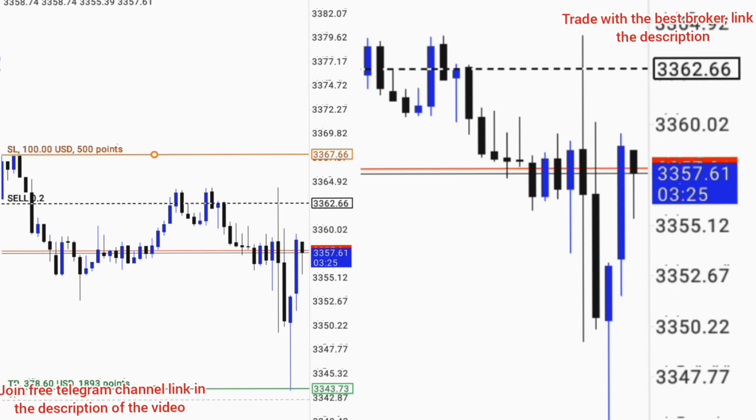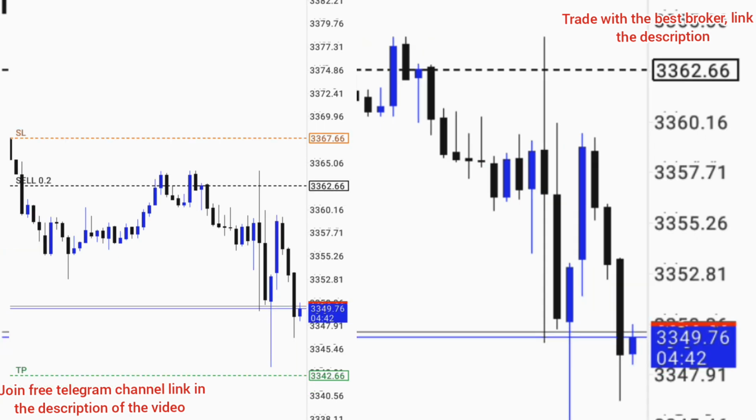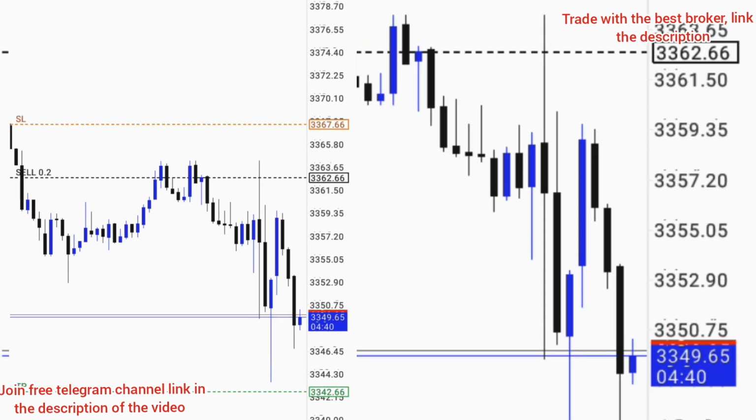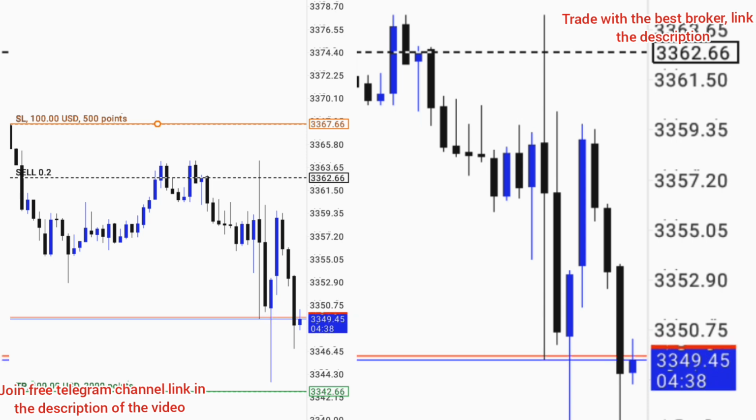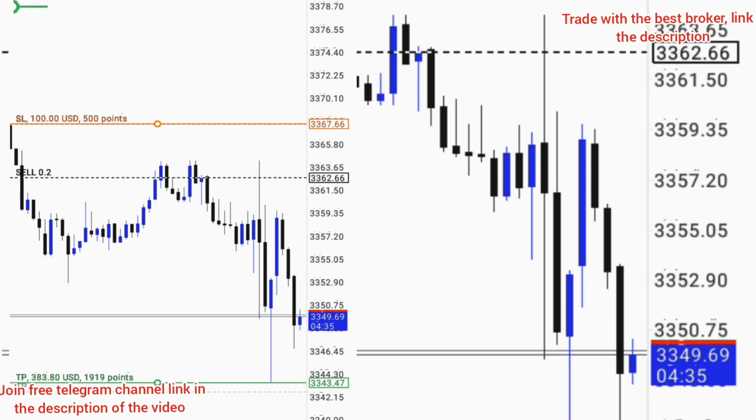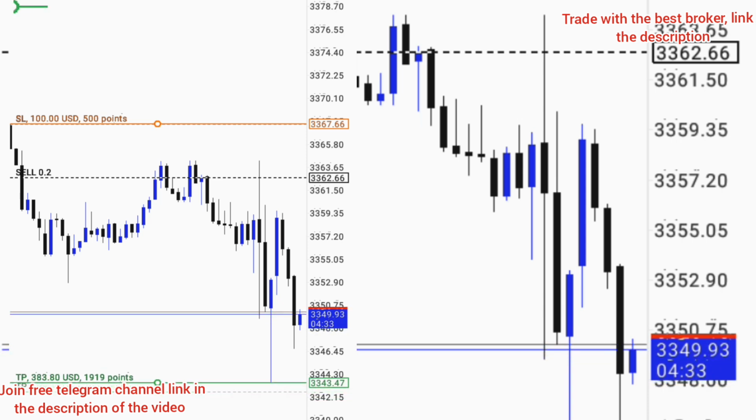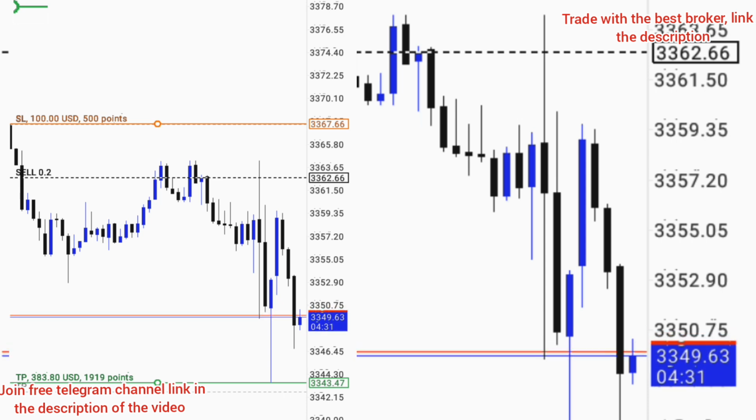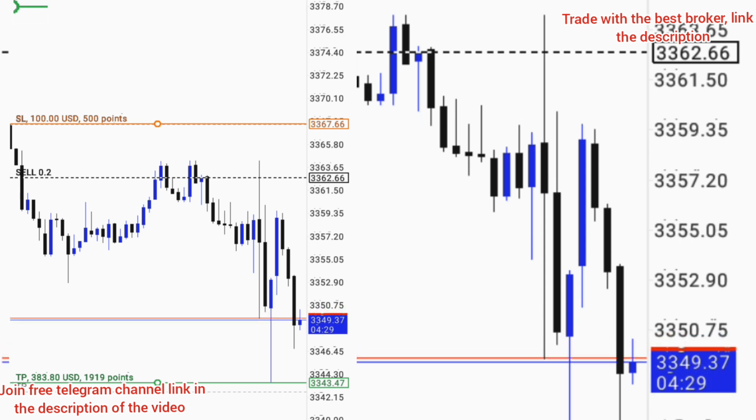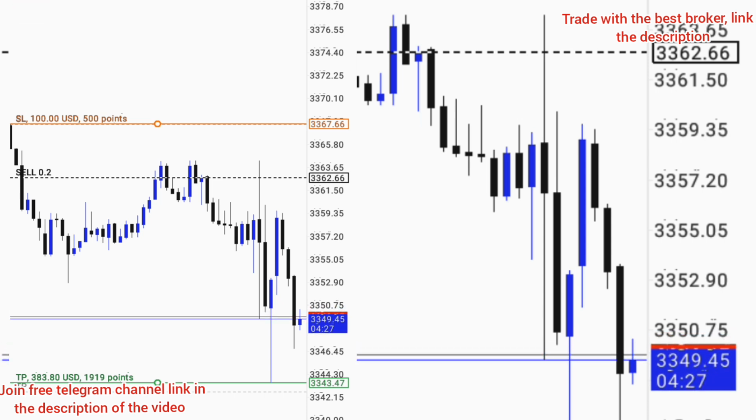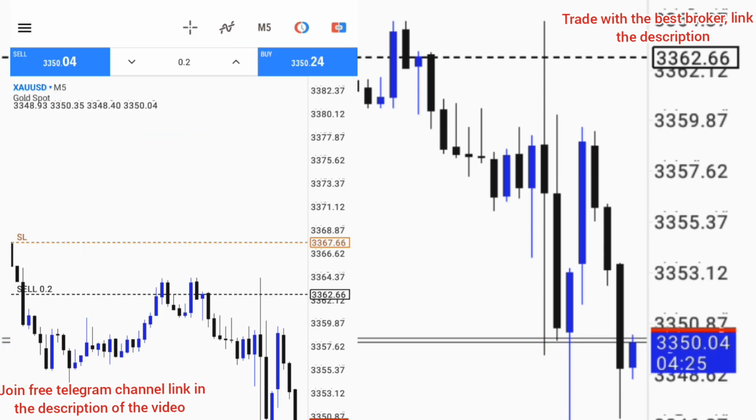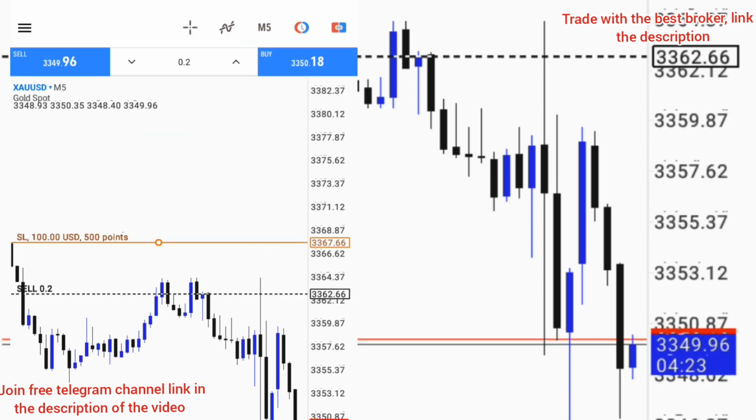Let's see. This is after we shall hit our take profit, guys. I hope we shall hit our take profit. We are just about to hit our take profit, just 17 pips away. We were just 17 pips away from our take profit, but we are still holding this trade, till it hits our take profit.